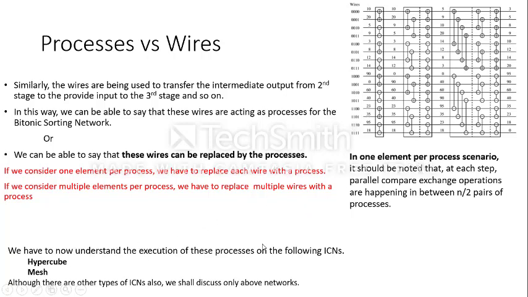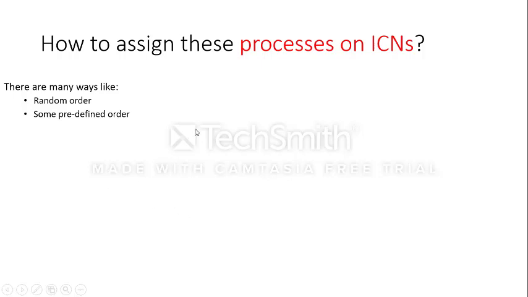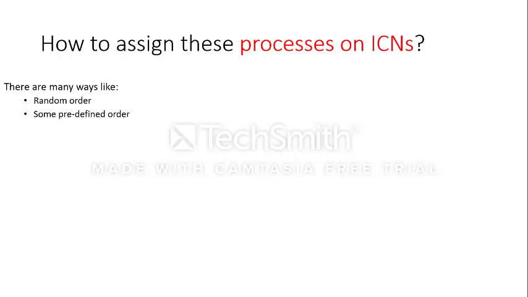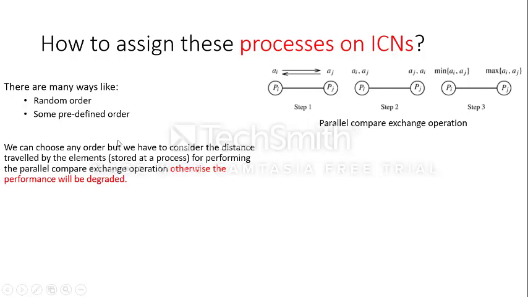Now we have to understand the execution of these processes on the different architectures, which are the hypercube and the mesh. How do we assign these processes onto the interconnection networks? We know that the wires have integer values assigned to them. Now, how do we assign the processes to each of them? Either I can assign them in some random order or in some predefined order. But one thing must be considered: whatever order we choose, the distance to transfer the values from one process to the other should be minimum.